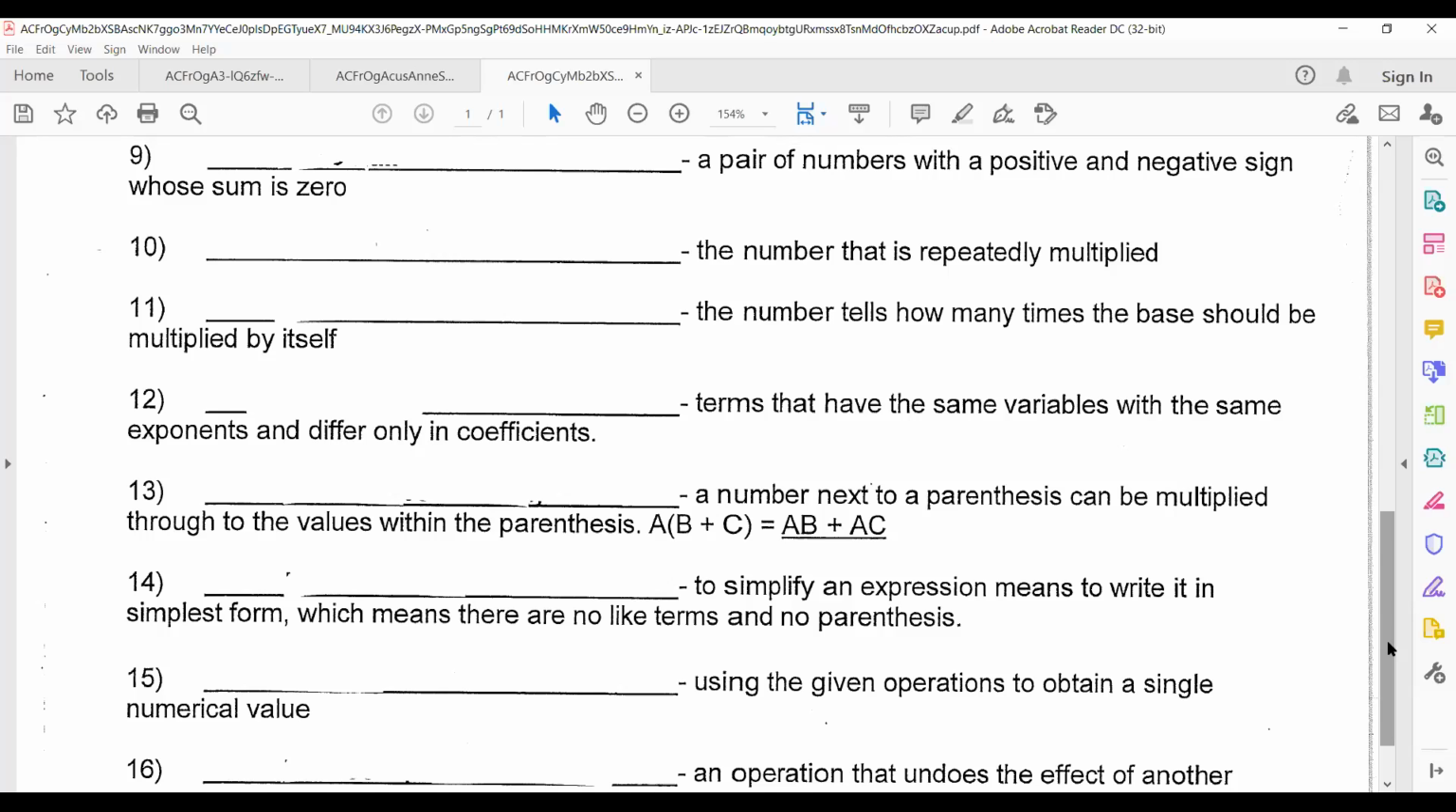All right, now the next, number 12. Like terms. Like terms, very good. Beat me to it. We'll probably spend half a day just talking about like terms.